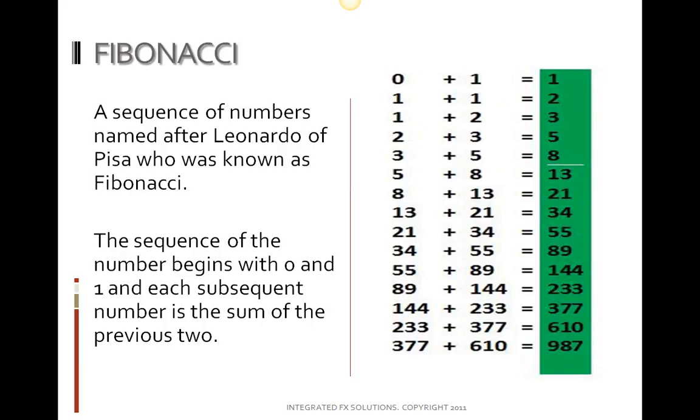The sum of 144 and 233 to give 377. The sum of 233 and 377 to give 610. The sum of 377 and 610 to give 987. Highlighted in green are the Fibonacci numbers.